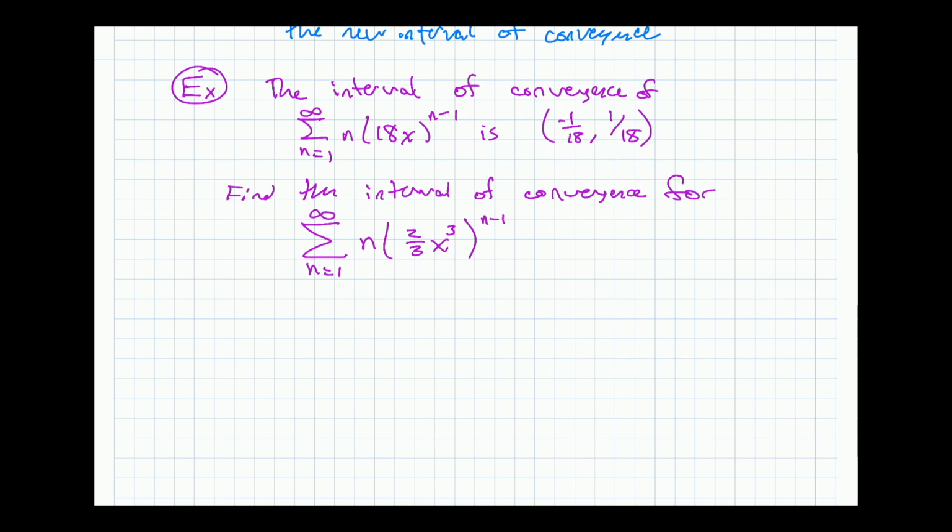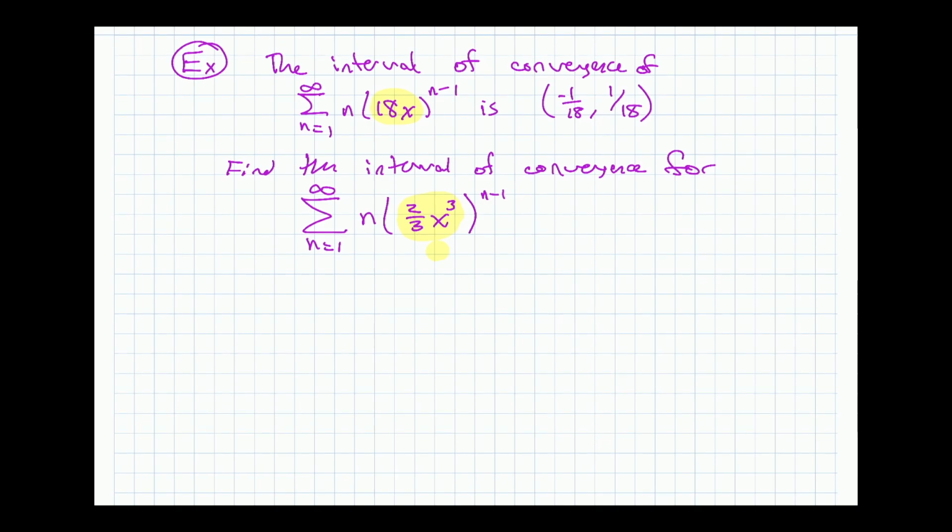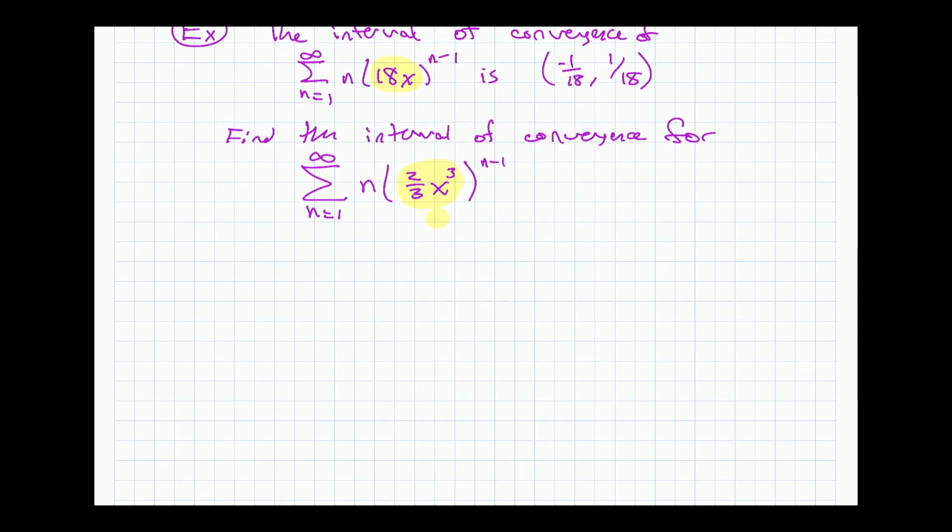Okay, and what you're supposed to notice is that they took this 18x and replaced it with this, right? Now, honestly, the hard part there is figuring out what they had to replace the x with to get this. I'm trying to think of the easiest way to do it. I don't really know what the easiest way is, so we'll just do it a kind of complicated way here.